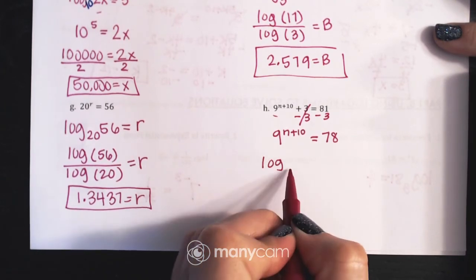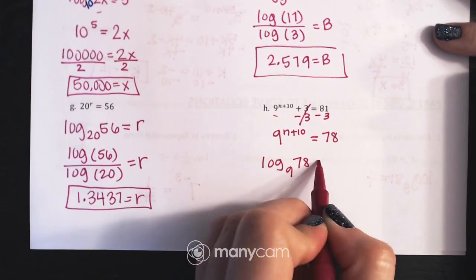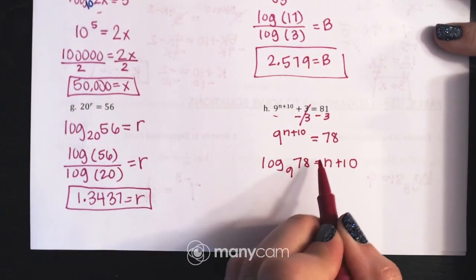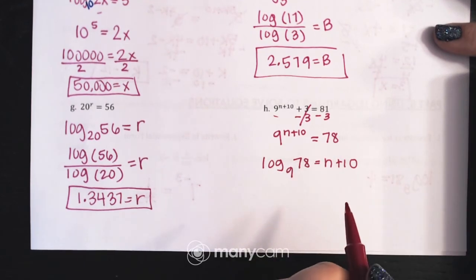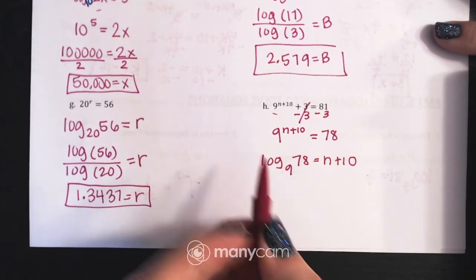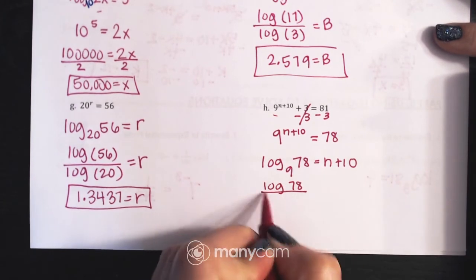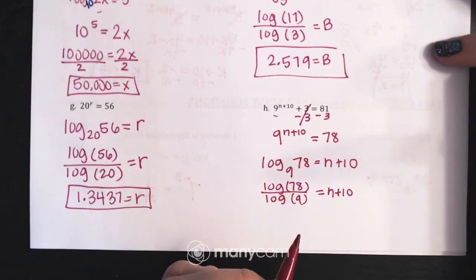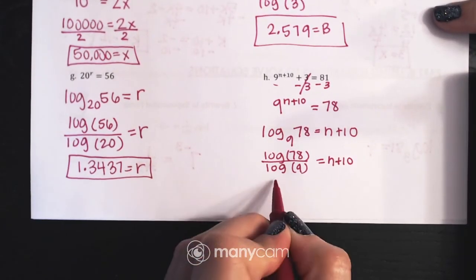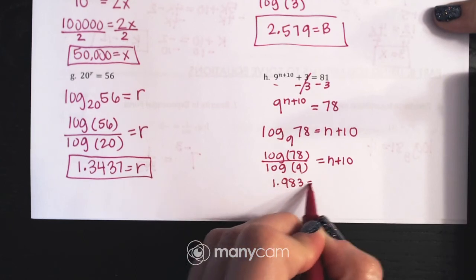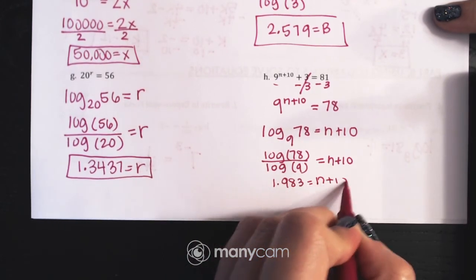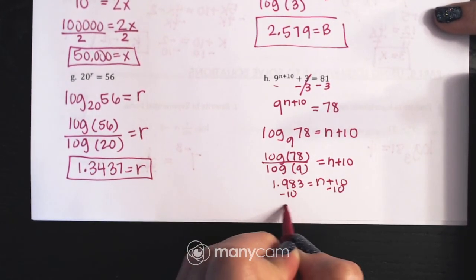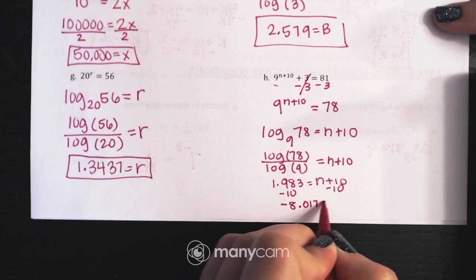So log base 9 of 78 equals n plus 10. Okay, when you switch forms, you should have the variable on the other side of the log. That's how you know you're doing it right. Type this in my calculator. Type that in, I got 1.983 equals n plus 10. So we will finish by subtracting 10 on both sides to get negative 8.017 equals n.